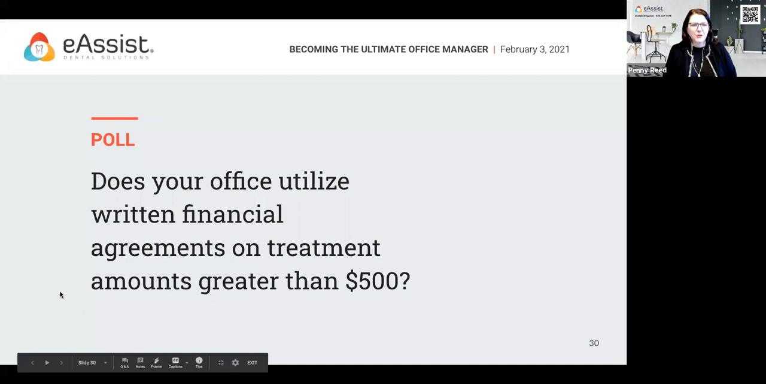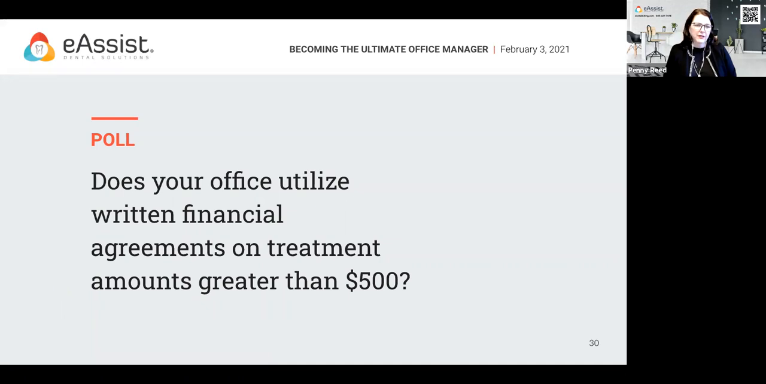Awesome. So here's a poll for you. Does your office utilize written financial agreements on treatment amounts that are greater than $500? Or maybe it might be greater than 1,000, but if it's greater than 500, no matter the amount, do you ever utilize a written financial agreement where your patient signs how they're going to pay, right? If it's anything other than payment in full. So, of course you do, or not every time, whenever I remember, what can I say? I'm busy. Or what is a financial agreement? And if you answer the last one, that's okay, because I'm going to share one with you.